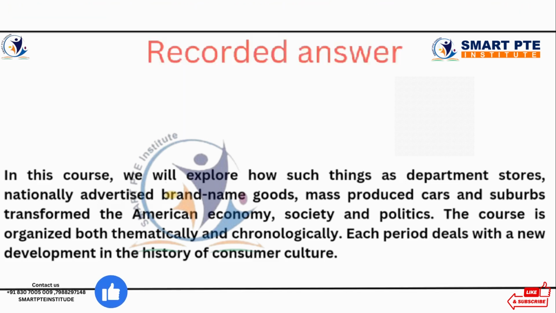In this course, we will explore how such things as department stores, nationally advertised brand name goods, mass-produced cars and suburbs transformed the American economy, society and politics. The course is organized both thematically and chronologically. Each period deals with a new development in the history of consumer culture.